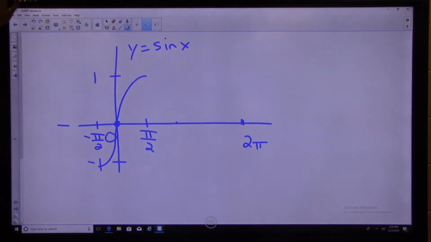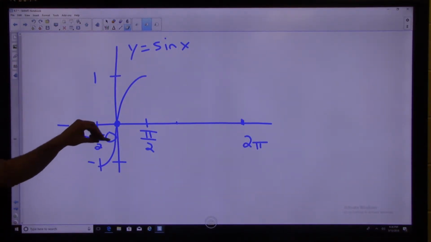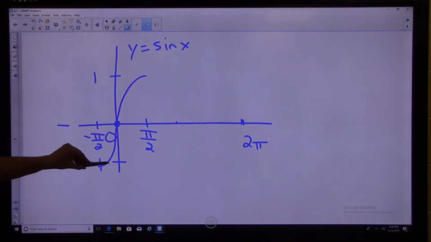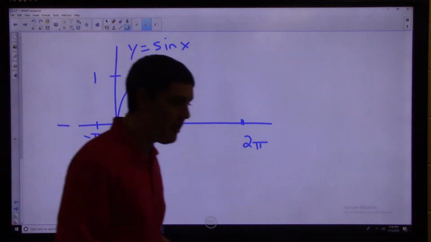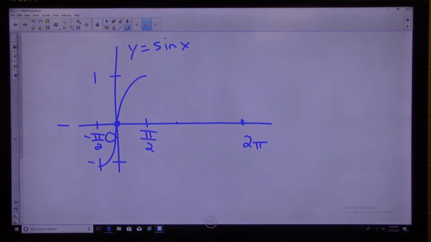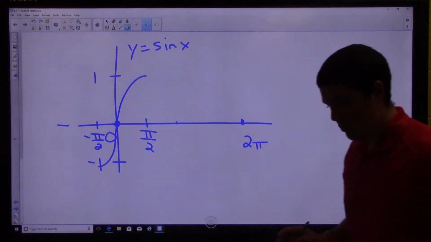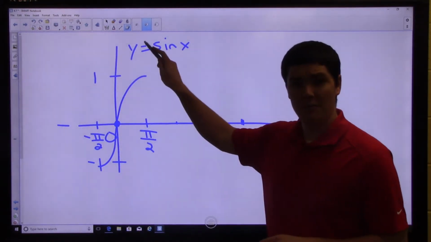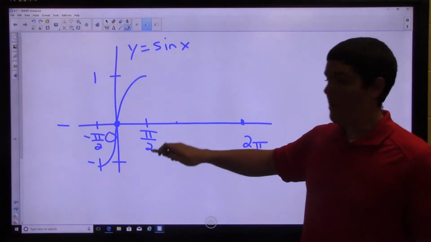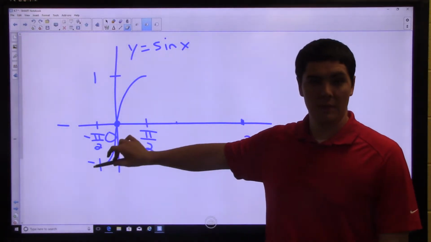So if we limit the domain of this function, now here's the question. Does this now pass the horizontal line test? And it looks like it does. So that's why we have to limit the domain. Sorry, let me restate that. I'm not limiting the domain of the inverse sine function. I'm limiting the domain of the sine function. So therefore, I'm going to be limiting the range of the inverse sine function.